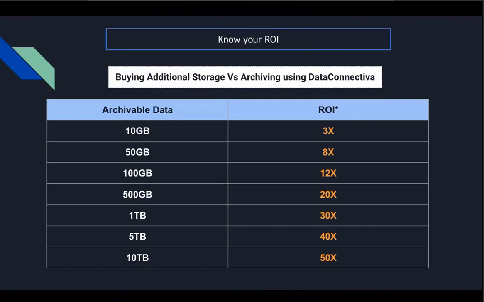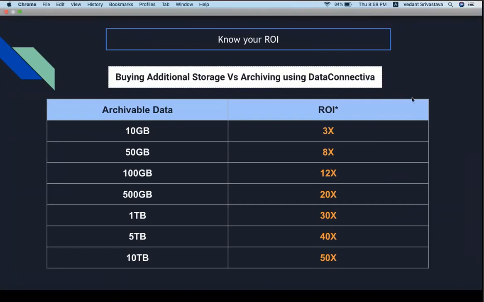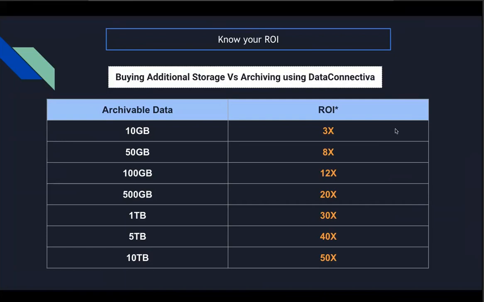Instead of that, within one third of the cost, that means by spending only $8,000 to $10,000, you can implement the archiving solution, right? So that is the ROI which you're going to get. This ROI is going to increase. Look at how it is going to increase if your data increases to 5 TB or 10 TB. It's going to be 50x. Right, so you can just imagine.